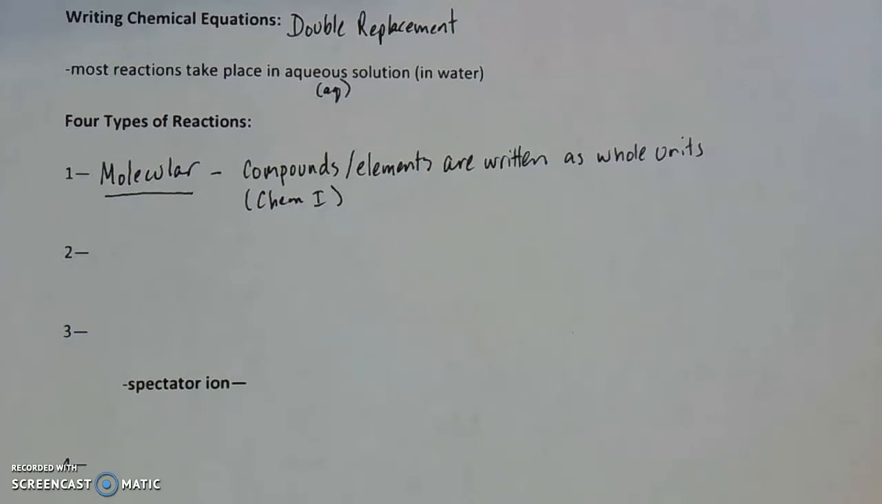So the compound is written, if it's salt, it's NaCl. It's table salt, sodium chloride. Or if it's iron 2 sulfate, it's FeSO4. There are different types of reactions though.